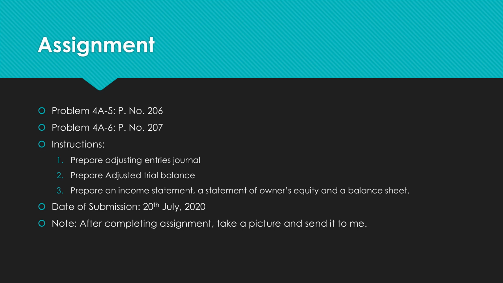First you have to prepare the adjusting entries journal, then you have to merge this adjusting entries journal with the already given trial balance in your problems 4A5 and 4A6. Then you have to prepare a new trial balance after the adjusting entries, which is the adjusted trial balance. Then from that adjusted trial balance, finally you are supposed to prepare the financial statements that we have just discussed in this lecture: income statement, statement of owner's equity, and balance sheet.